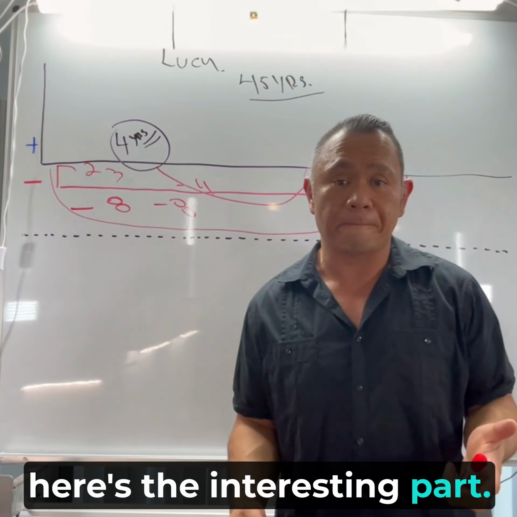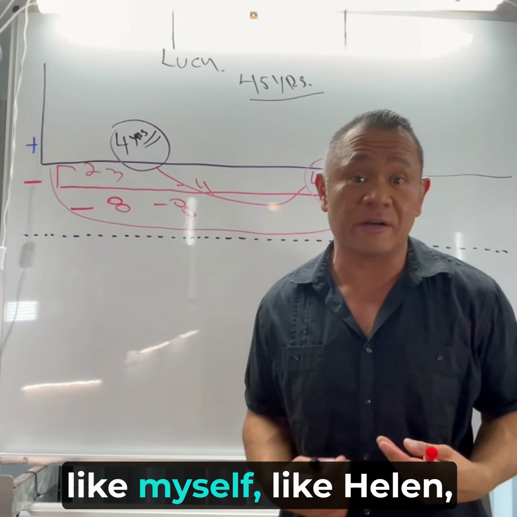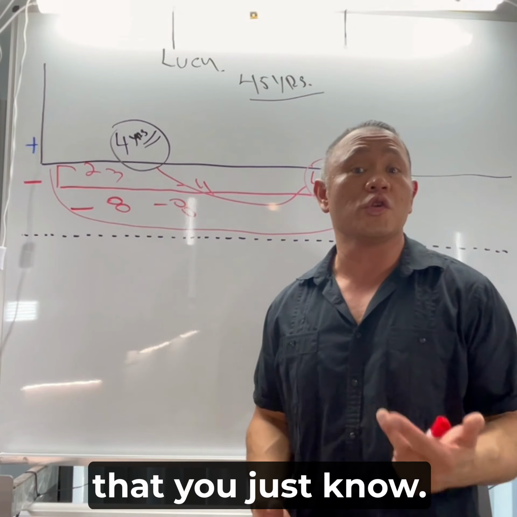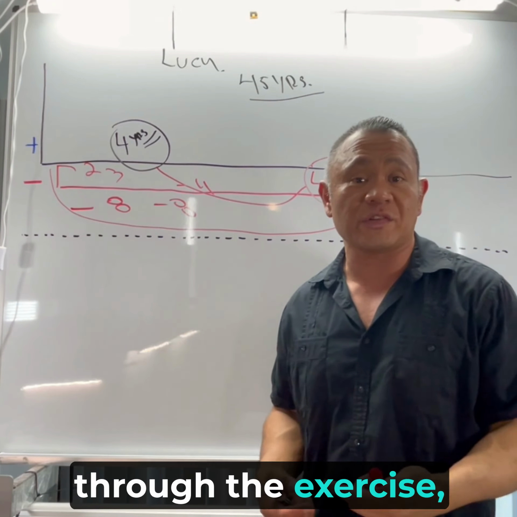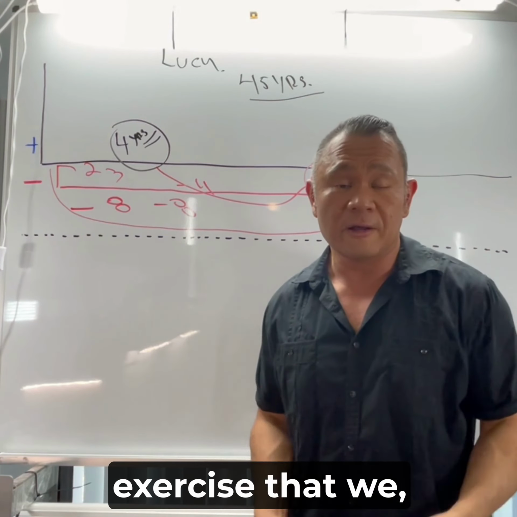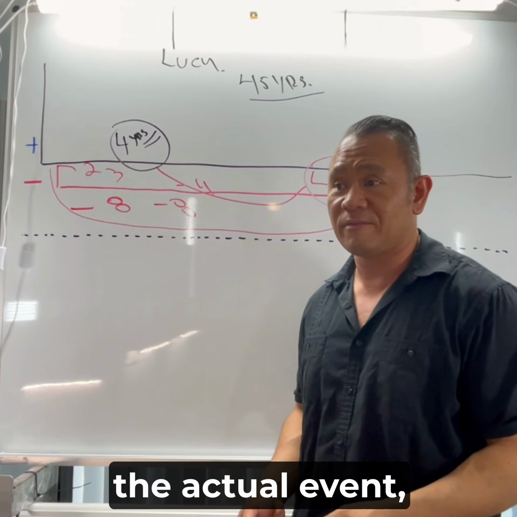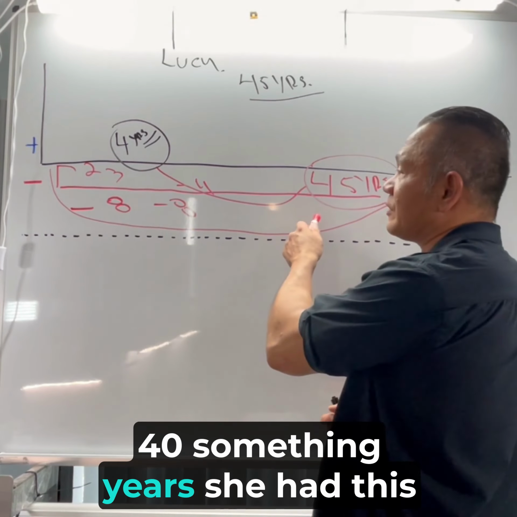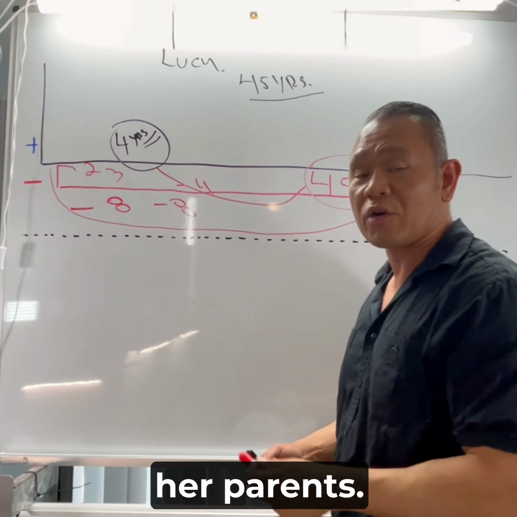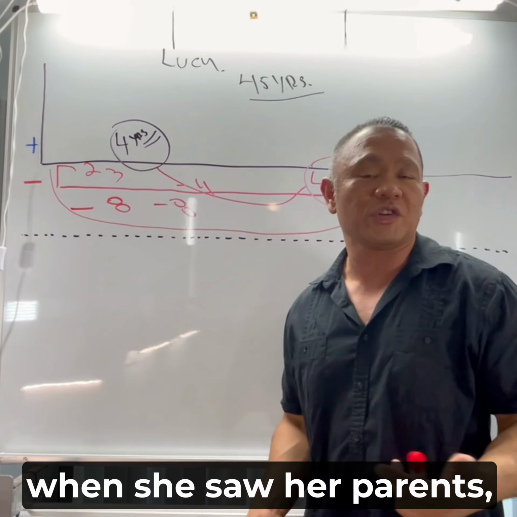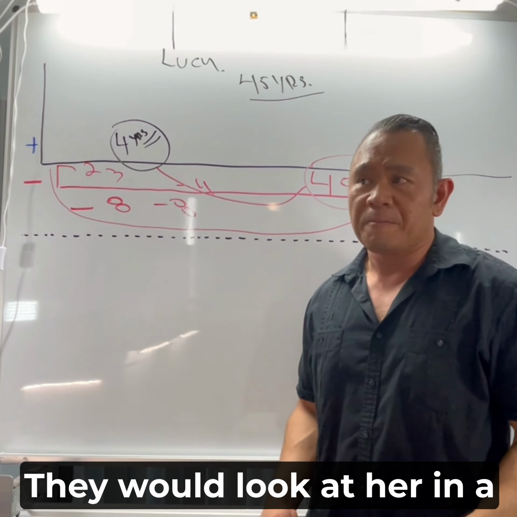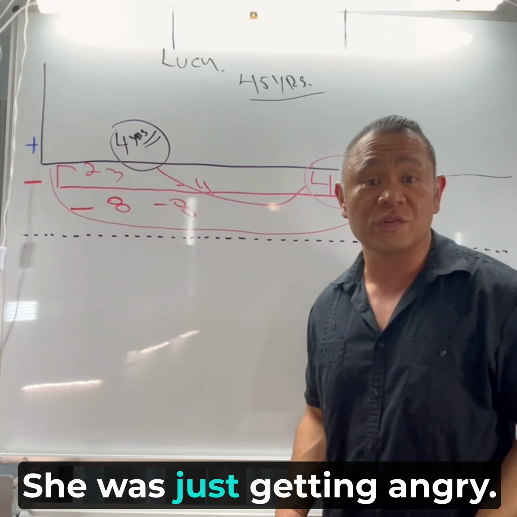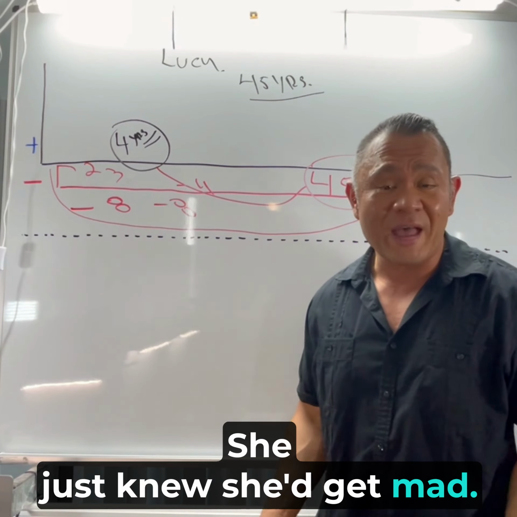Now, here's the interesting part. Like most of us, like myself, like Helen, when we first got introduced to this work, this isn't something that you just know. It's something that you discover through the mental training exercise that we share with you during the actual event, during the time that we spend together. So she didn't even know that for 40-something years, she had this negative emotion about her parents. She just knew that at times when she saw her parents, she would feel aggravated. They would look at her in a certain way and she'd just get mad. And sometimes she wouldn't even know why she was getting angry. She just knew she'd get mad.